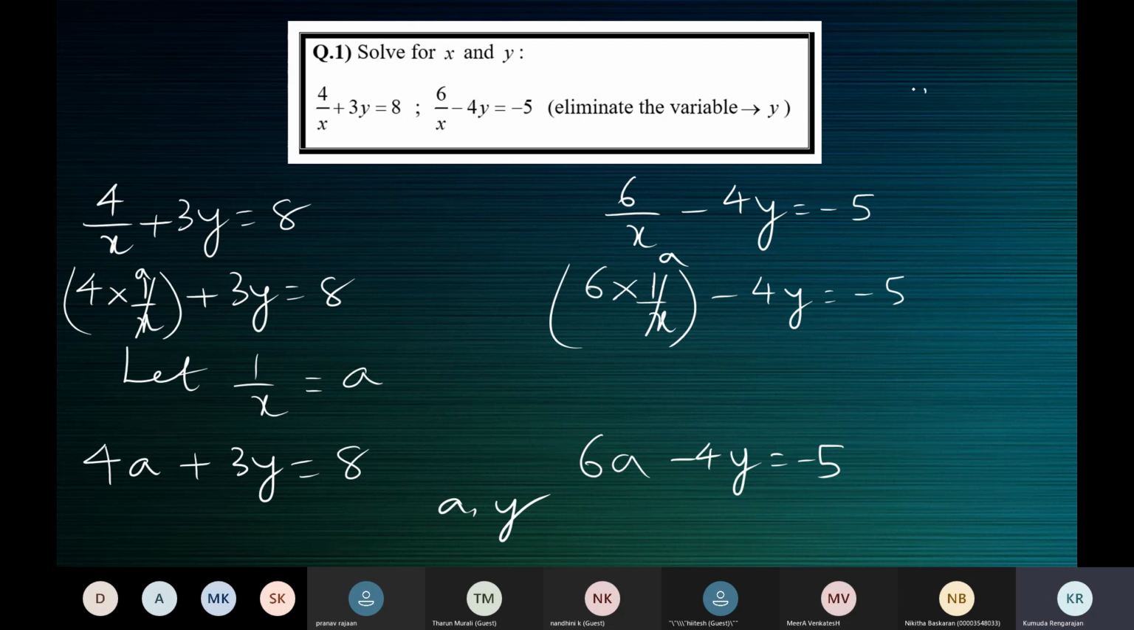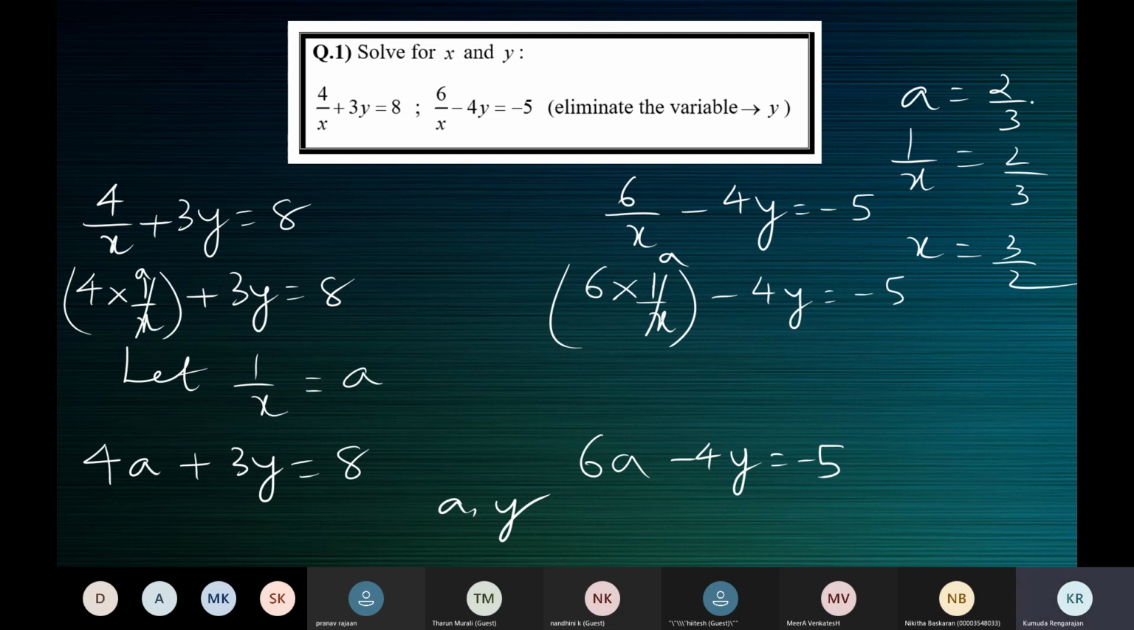Now supposing you get a is 2 by 3. What is a? 1 by x. 1 by x is 2 by 3. So what is the value of x? 3 by 2. Because we have to find x and y. A was not the variable given in the question. We used a. So when you get the value of a, using a, you should find the value of x.